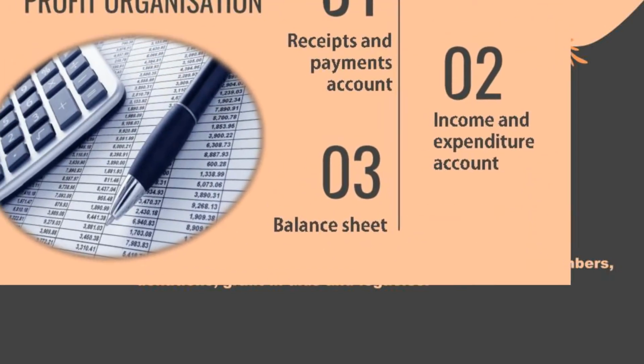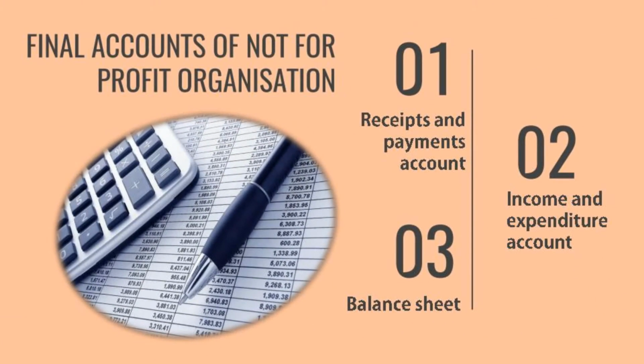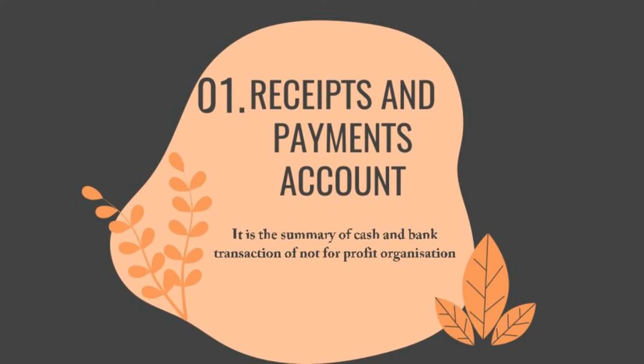Final accounts of not-for-profit organization. Not-for-profit organization prepare following accounts. 1. Receipts and payments account. 2. Income and expenditure account. And 3. Balance sheet. Receipts and payments account. It is a summary of cash and bank transaction of not-for-profit organization.